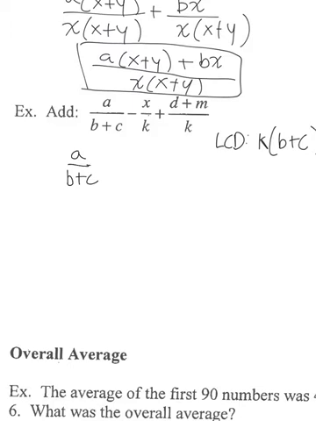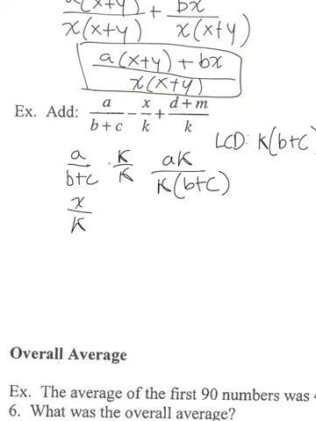A over b plus c, we need to multiply top and bottom by k. So we end up with ak over k times the quantity b plus c. For x over k, well, we need to multiply this times b plus c if we want to have the same denominator. And we're going to do the same thing with the top.